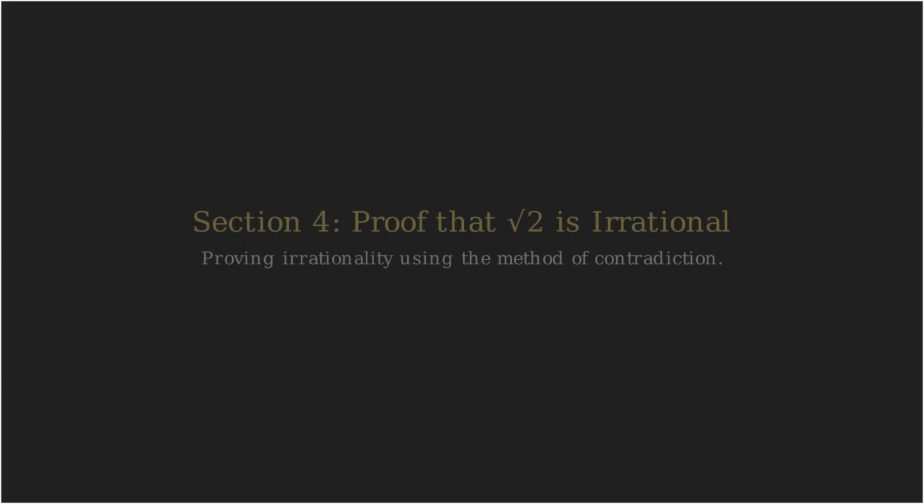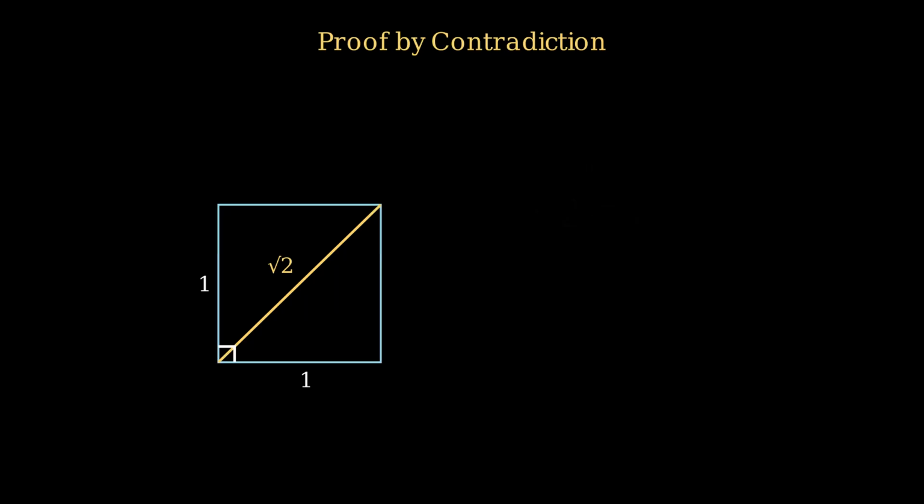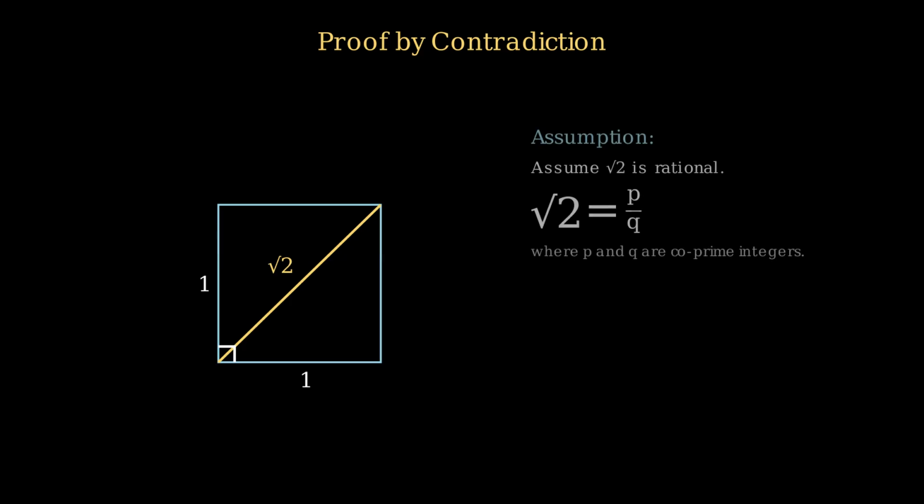Now we arrive at Section 4, the most mathematically elegant part of this chapter, proving that the square root of 2 is irrational. We will show this using the powerful method of contradiction. If the square root of 2 were rational, we could write it as p over q, where p and q are co-prime integers with no common factors.